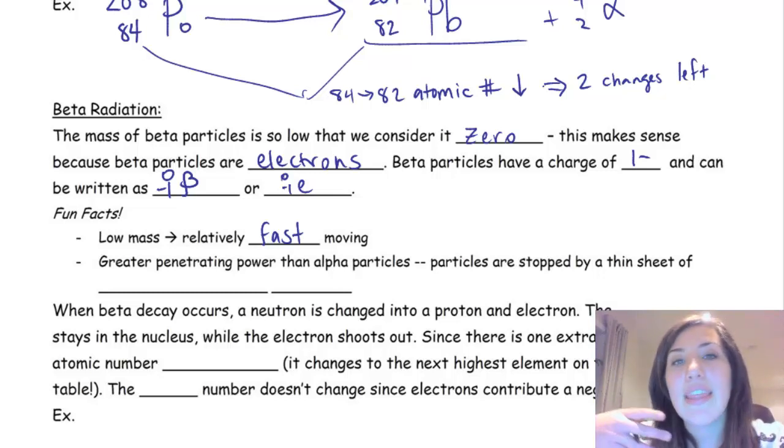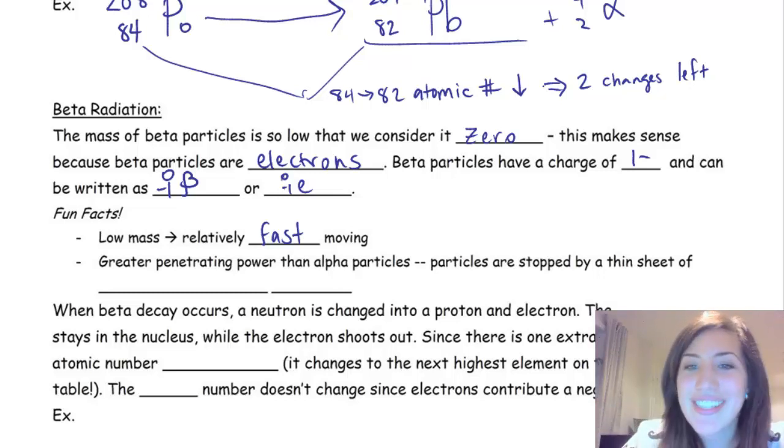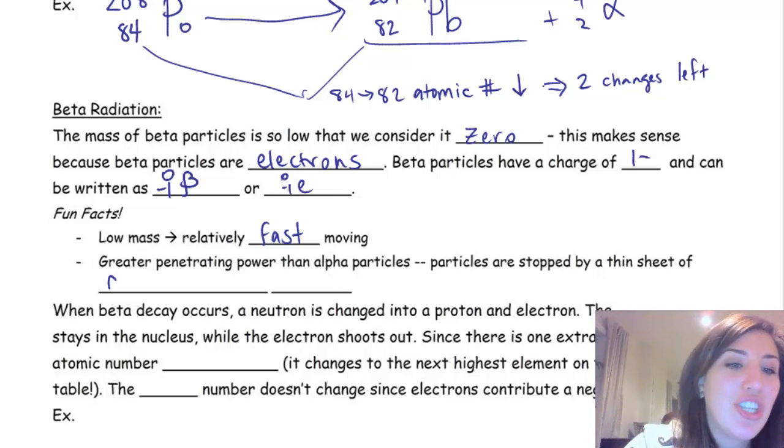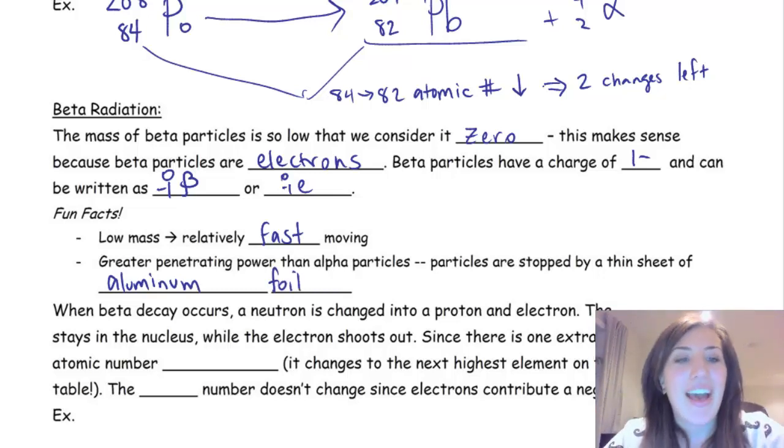That means that they will go through that piece of paper that alpha particles get stopped by, but they cannot go very far because they are stopped by a thin sheet of aluminum foil. That's just aluminum foil. That's just the stuff that you use to keep your chicken warm.